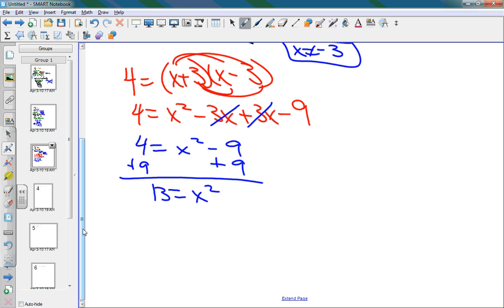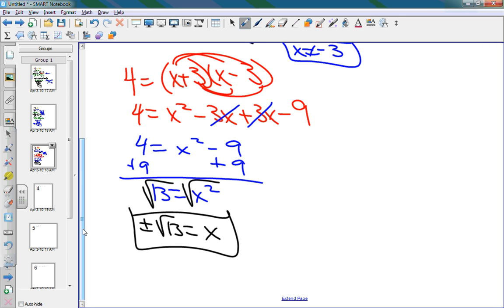Take the square root of both sides. When I take the square root, I'm going to have x is equal to plus or minus the square root of 13. Now, why is it plus or minus? Because the degree of 2 tells me how many solutions I'm supposed to have, which is going to be 2 of them. And the fact that I'm taking the square root of both sides tells me that I have to immediately consider that a positive times a positive is a positive, and a negative times a negative is still a positive, so I have to consider that negative outcome.